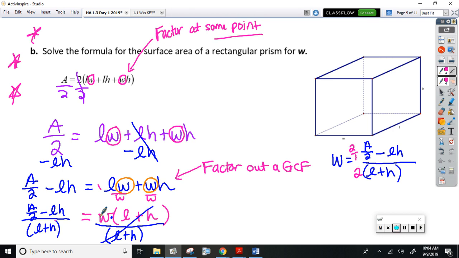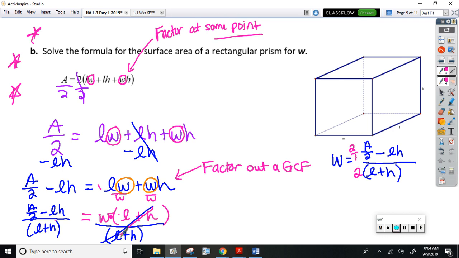So then we look and we say, what operation do we see? I see W times L plus H. What's the inverse of multiplication, Dan? Divided. Okay, so we divided by this whole quantity, L plus H. That's your answer, we just need to clean it up.